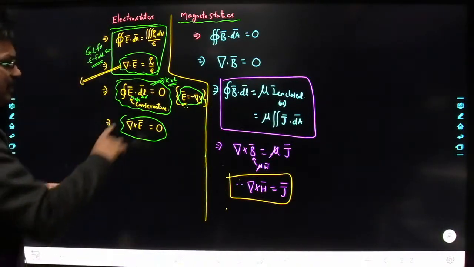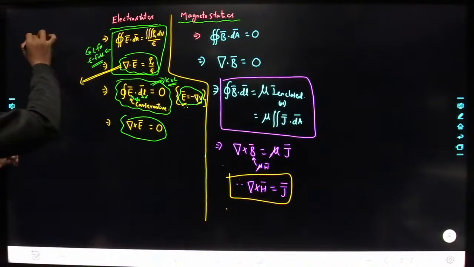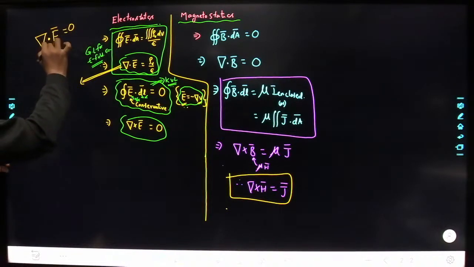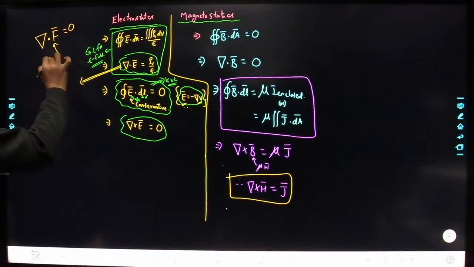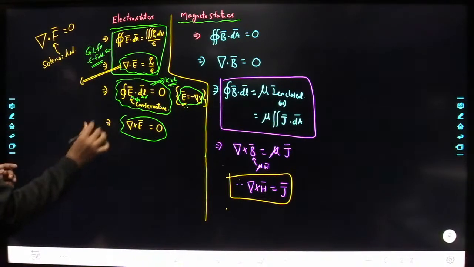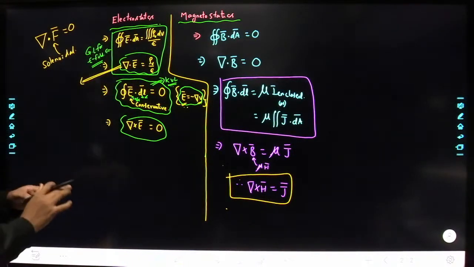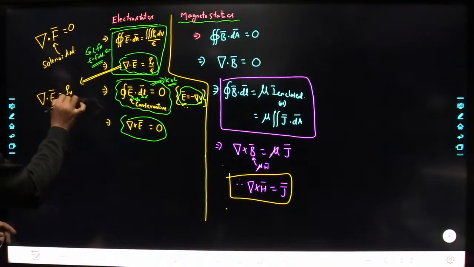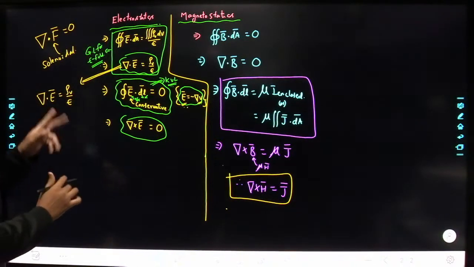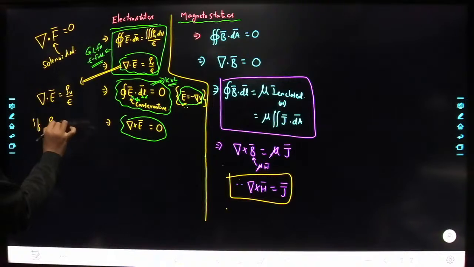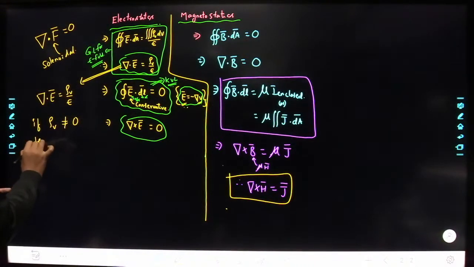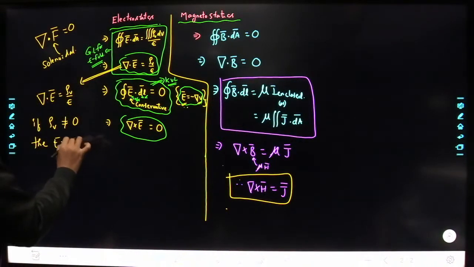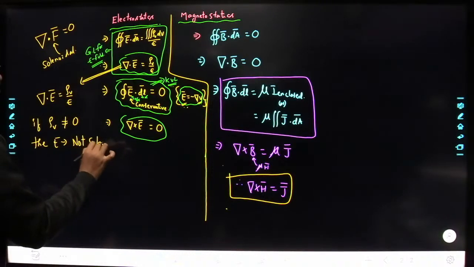Why here? Because we know that for any vector field, if the divergence of the vector field is equal to 0, then that vector field is said to be solenoidal. Yes or no? Here in electrostatics we have this expression, divergence of E bar is equal to rho v by epsilon. So now if rho v is not equal to 0, then E field is not solenoidal.